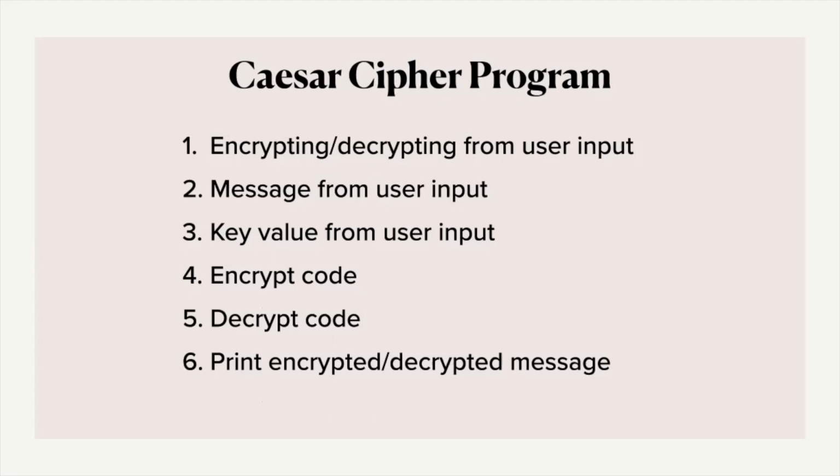So before we dive into coding, it's always good to have an outline of what your program will need to do. So here's an outline of the Caesar cipher program we will be making. So first, we need to decide if we are encrypting or decrypting, and we will ask the user. So we'll need user input. We will also need the message that we will be performing our operations on, which will also come from user input. And then we need the key value, which is the shift from user input. And then we will need to write code to perform encryption. We will also need to write code to perform decryption. And then lastly, we will need to print the encrypted or decrypted message.